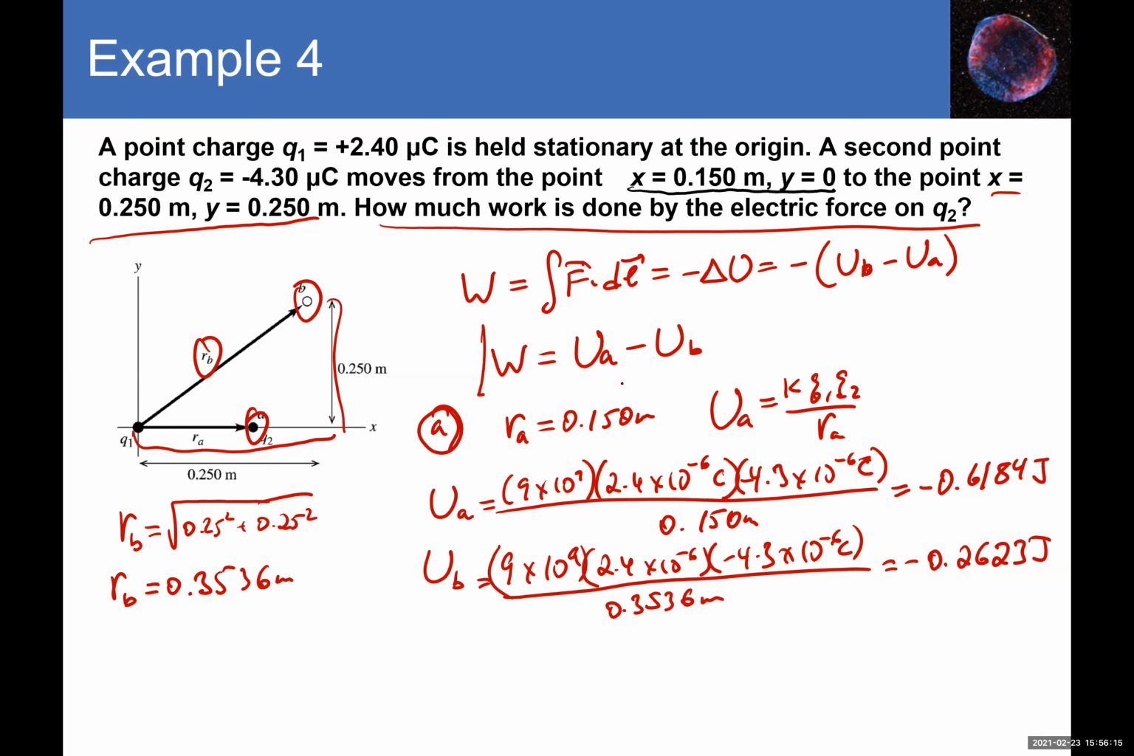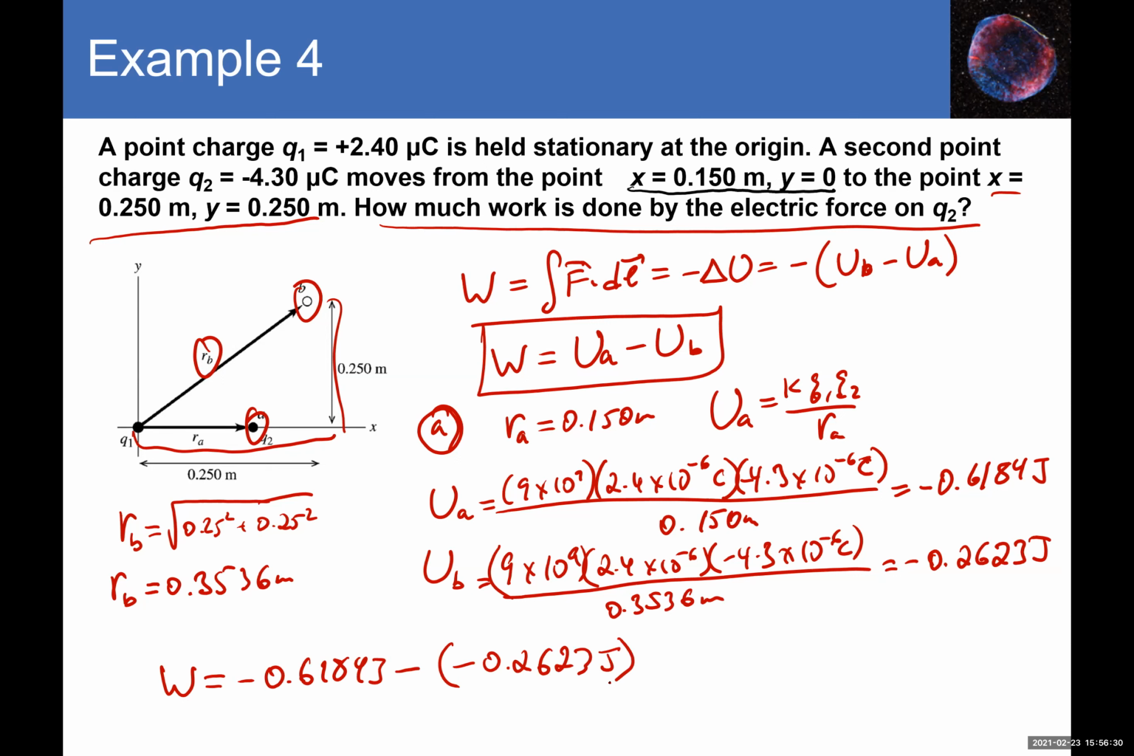All right, so then work done is the difference between them. So work done is equal to potential energy at A, so negative 0.6184 joules, minus potential at B, which is negative 0.2623 joules. Again, you can see both of those potential energies are negative because one of the charges is negative, so potential will be negative. But the question is this: will the potential energy increase or decrease? You can look at it from here directly, comparing potential at A, potential at B. Which one is a larger number? Which potential energy is higher?